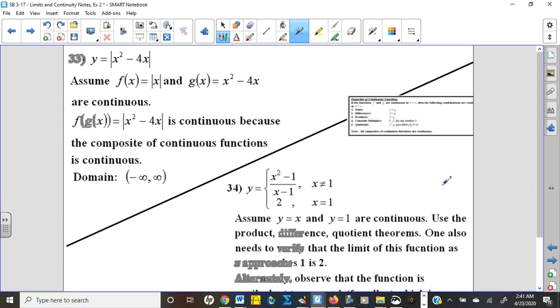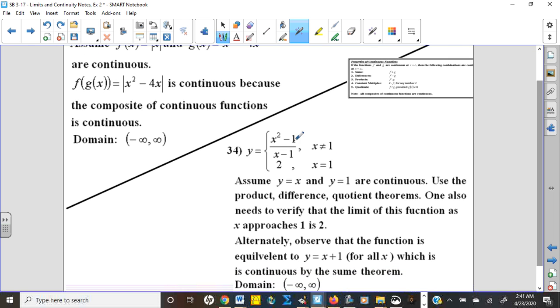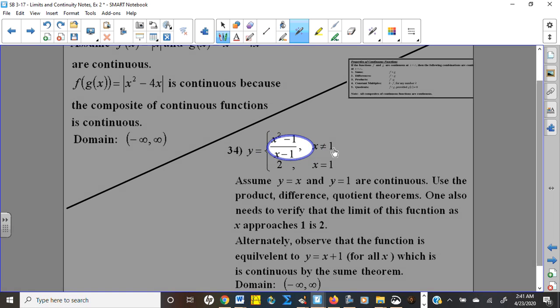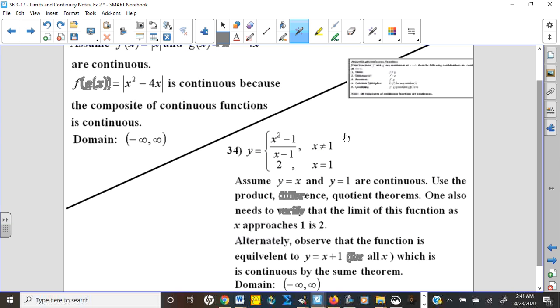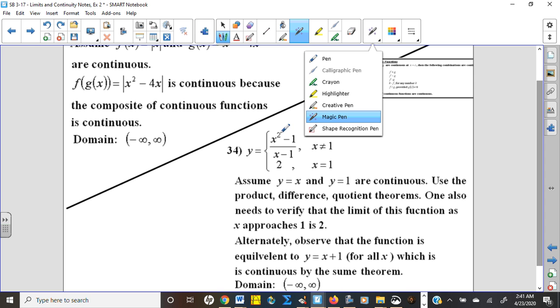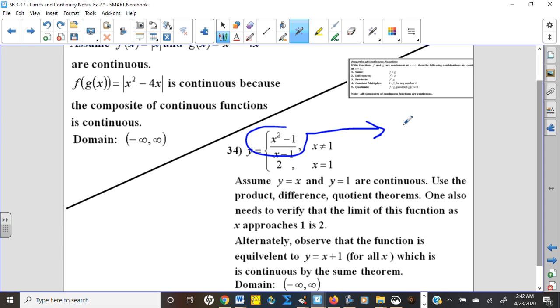The last one is a piecewise function, so it's really just this rational function here, which is continuous everywhere except where it has 0 in the denominator. And so there is a hole at x equals 1, but if you factor that, x plus 1, x minus 1 on the top, and cancel the x minus 1s, really this function just turns into x plus 1.